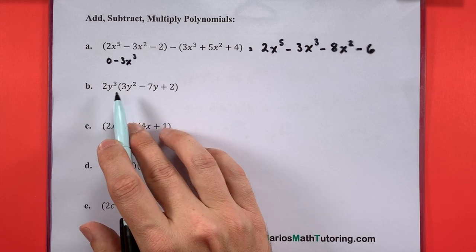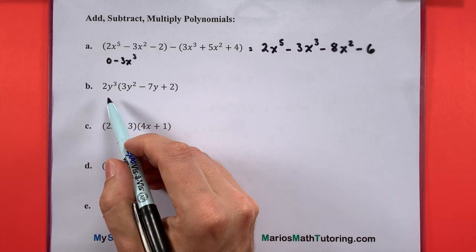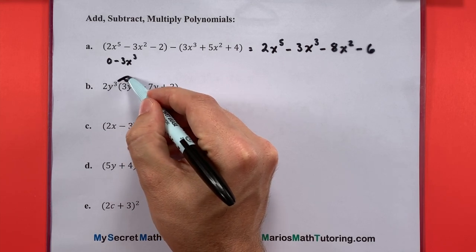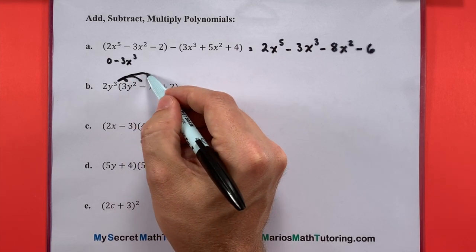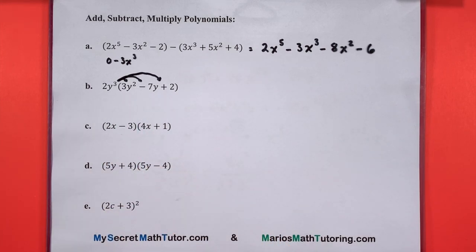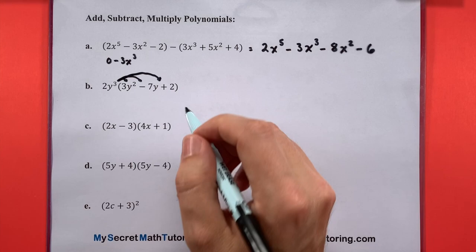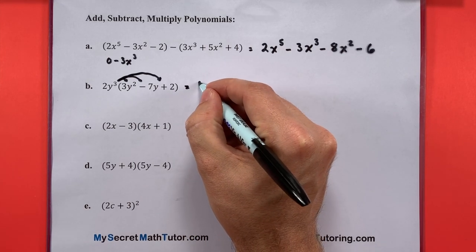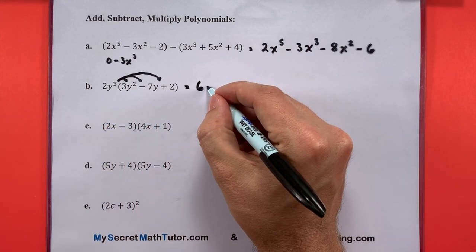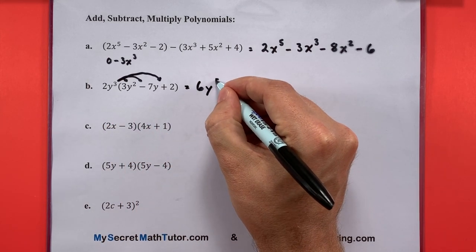Here we're taking care of multiplication between two polynomials. For this, you want to think of the distributive process. So this first little polynomial is going to go to all of the terms on the inside. And you're going to do the numbers and the variables as well. So 2 times 3 would equal 6. Then I can use my rules for exponents to add the exponents together here. This will give us y to the fifth.